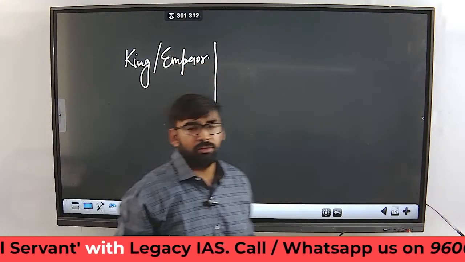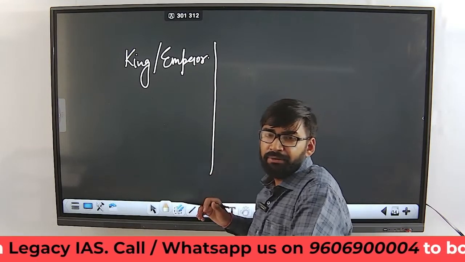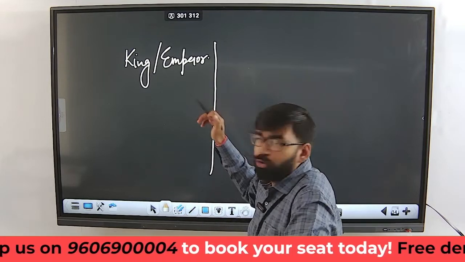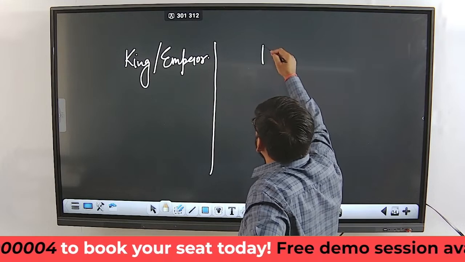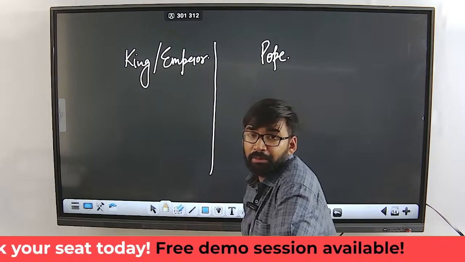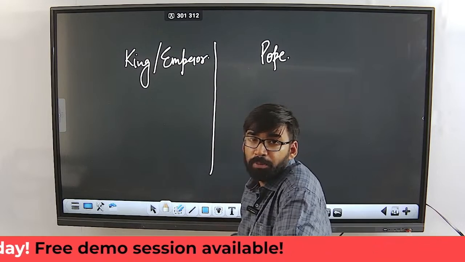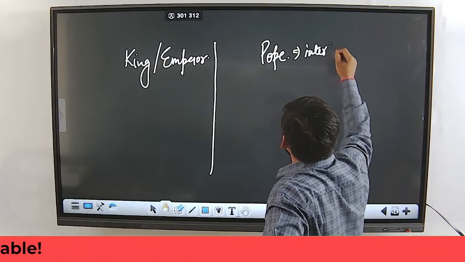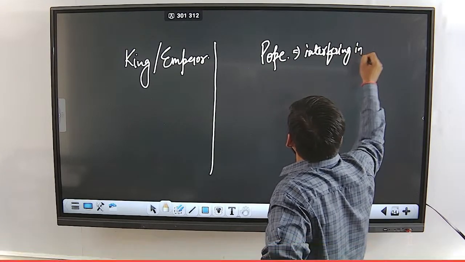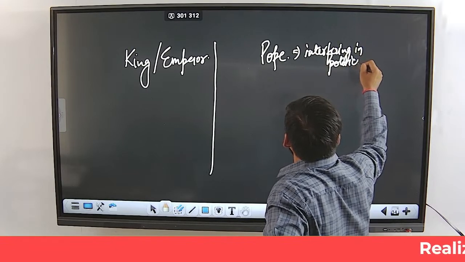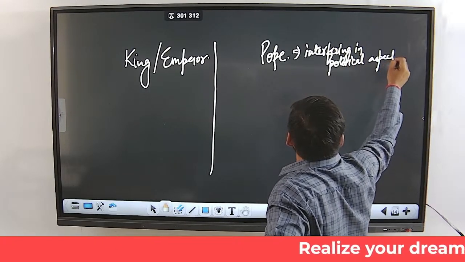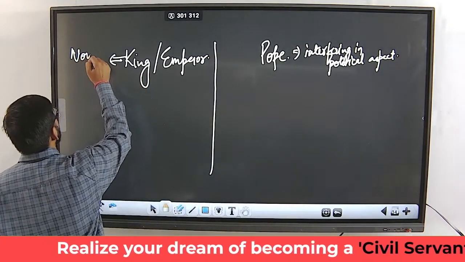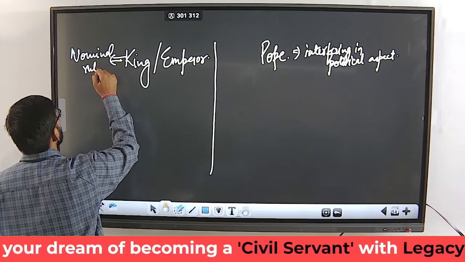okay, Roman emperor was frustrated with the authority of Pope and feudal lords. Roman emperor was against the authority of Pope. Getting my point? He was against the authority of Pope because Pope was interfering in political aspect also. So he was like nominal ruler.